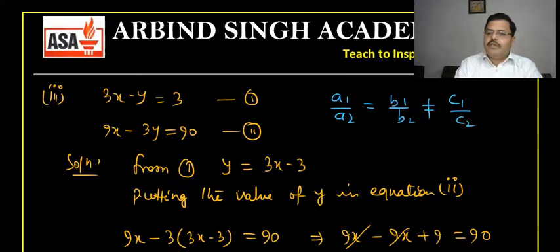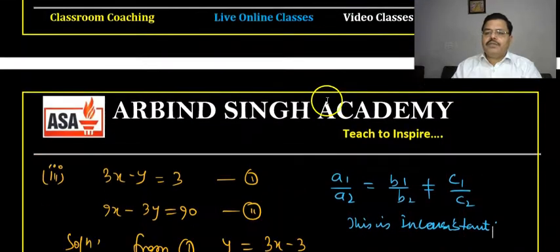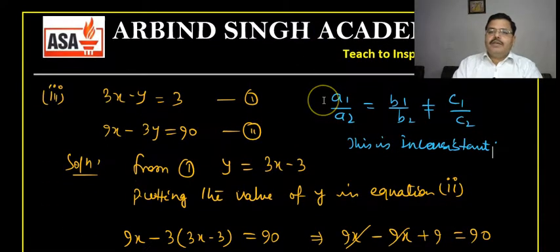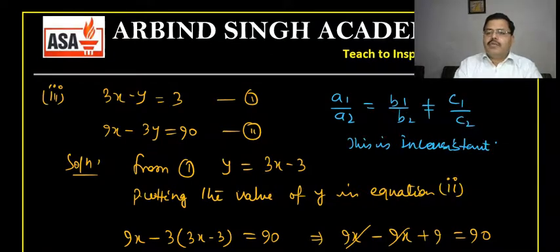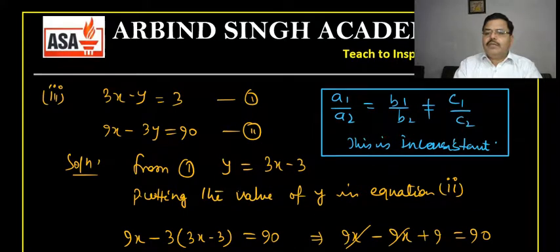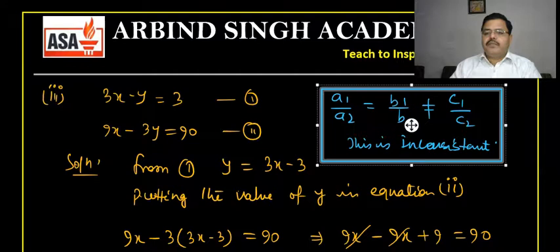So this is a pair of parallel lines. This is inconsistent, and inconsistent has no solution. We can do it through this also, but because there is a substitution method, I have gone through the substitution method only, and this is what you can use also. There is no problem. If you want to use it, you can use it.